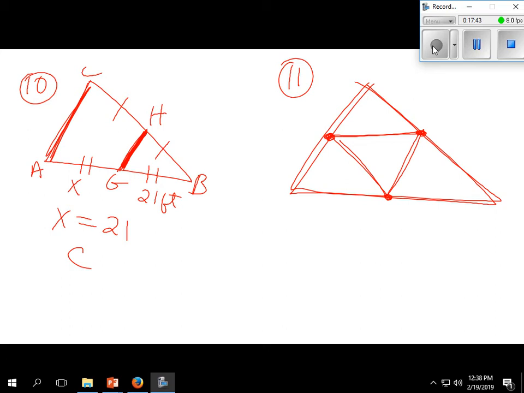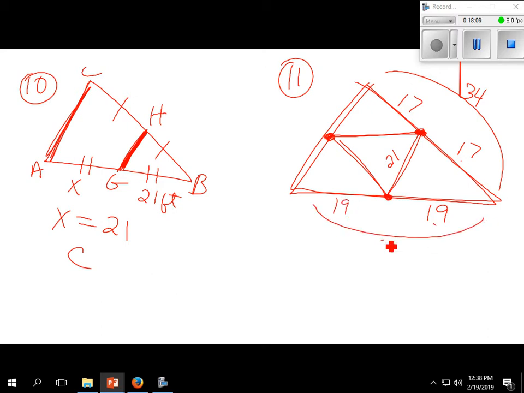They tell us that this is 21. This is 17. This is 19. Looks like that's all that they tell us. If each of these is a midpoint, then if that's 17, this has to be 17. That means that whole thing is 17 plus 17, which is 34. That's a midpoint, so if that's 19, this is 19. That whole thing then is 38.